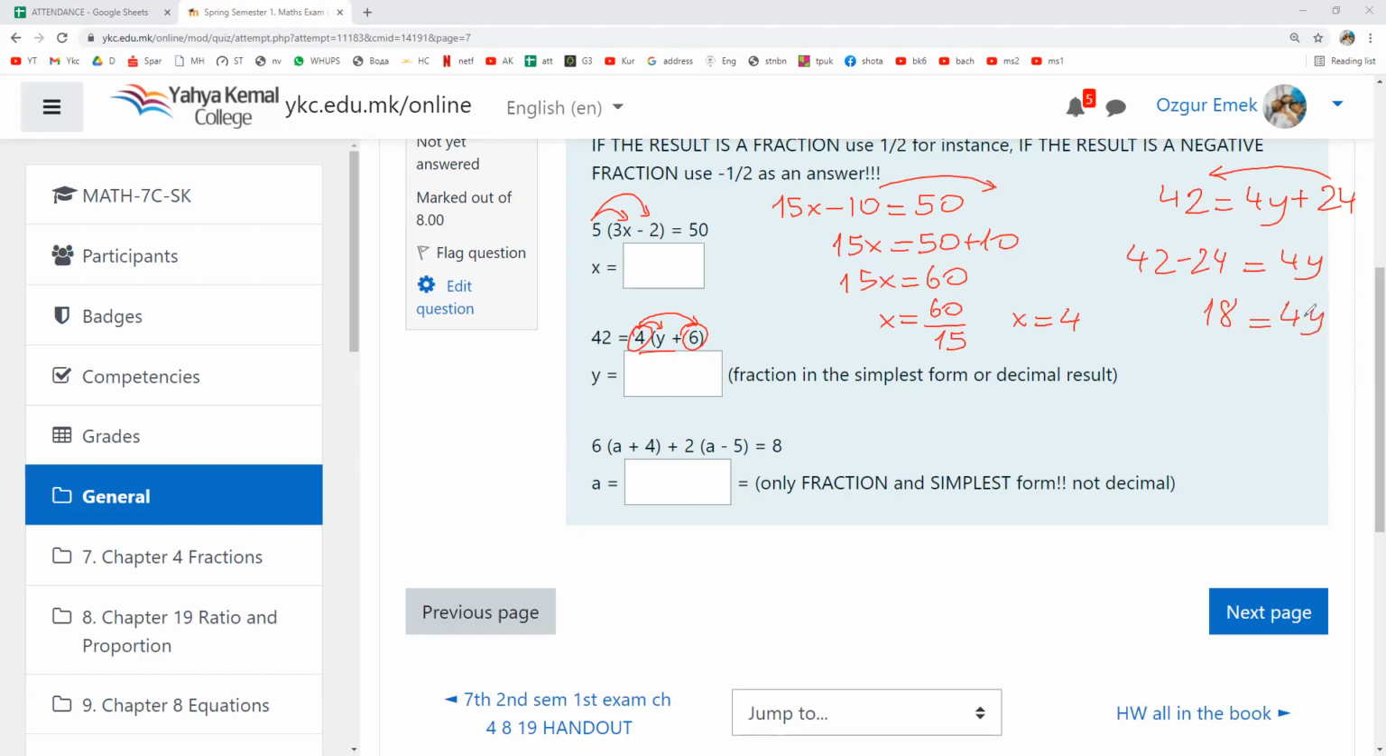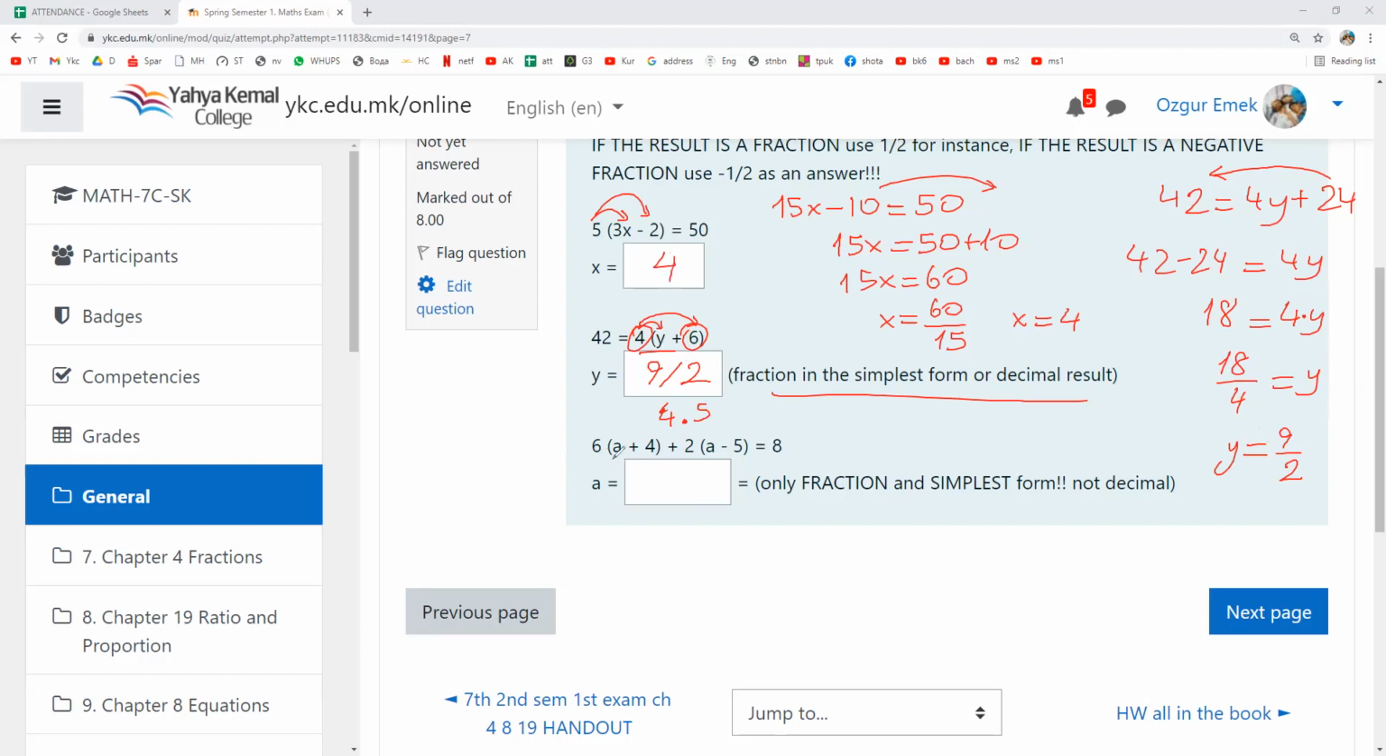4 is multiplied by y. So 4 will be dividing 18 on the left side. Inverse operation by it's taken on the other side. So y equals 18 over 4. We can divide each by 2. We get 9 over 2. Fraction in the simplest form or decimal result. So you can possibly write 9/2 or 4.5. Both are correct. X is 4 here.